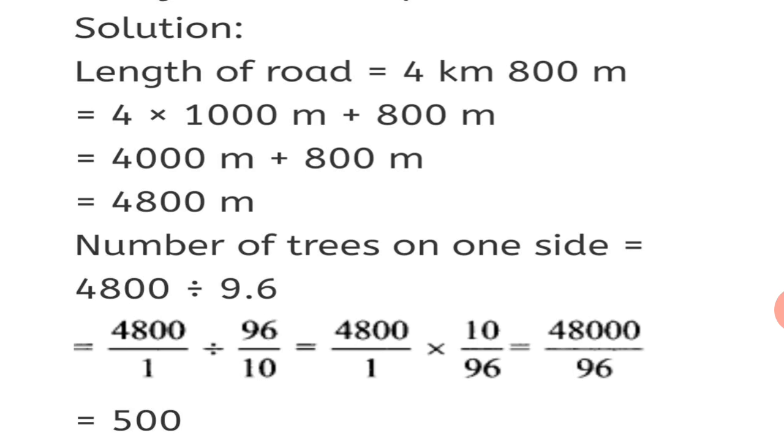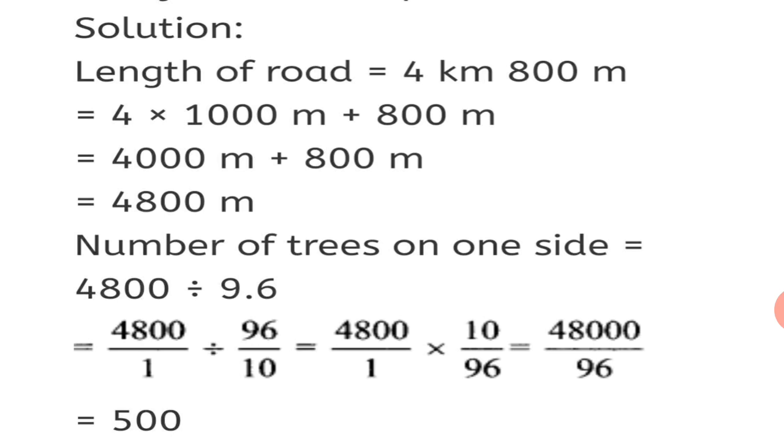Number of trees on one side first is equal to the length of the road, which we have done in meters now. Take it 4800 divide by 9.6. Why divide by 9.6? Because 9.6 is the interval at which the trees are planted. So this is equal to 4800 upon 1 divided by 9.6, convert into a common fraction, 96 upon 10, is equal to, now we will multiply and write the reciprocal.